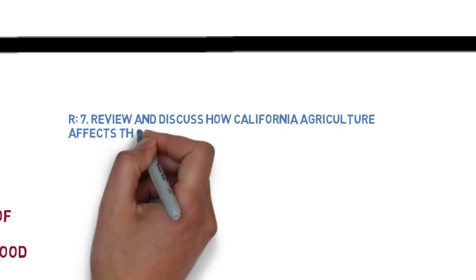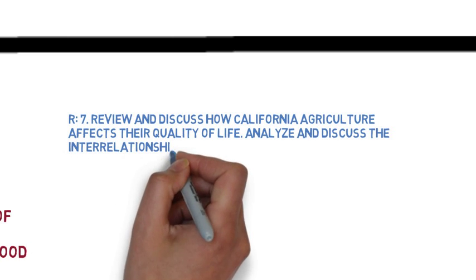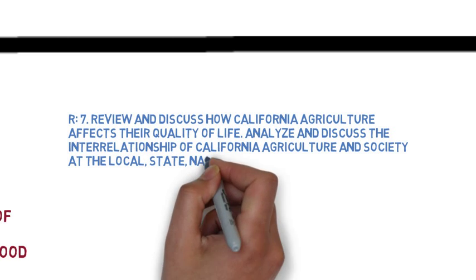7. Review and discuss how California agriculture affects their quality of life. Analyze and discuss the interrelationship of California agriculture and society at the local, state, national, and international level.